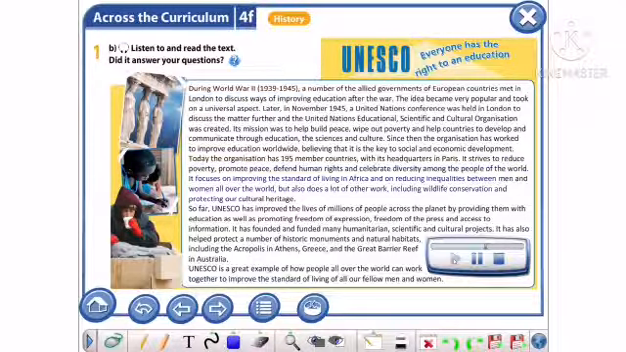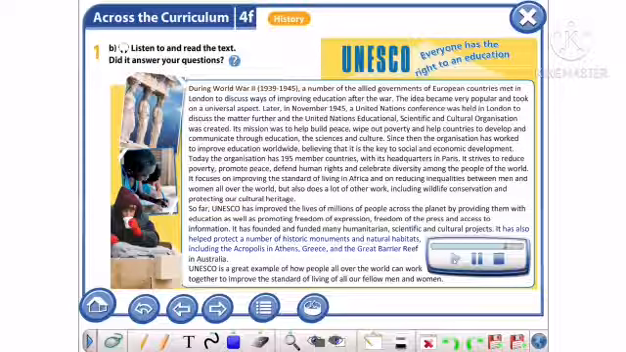It focuses on improving the standard of living in Africa and on reducing inequalities between men and women all over the world, but also does a lot of other work, including wildlife conservation and protecting our cultural heritage. So far, UNESCO has improved the lives of millions of people across the planet by providing them with education, as well as promoting freedom of expression, freedom of the press, and access to information. It has founded and funded many humanitarian, scientific, and cultural projects.